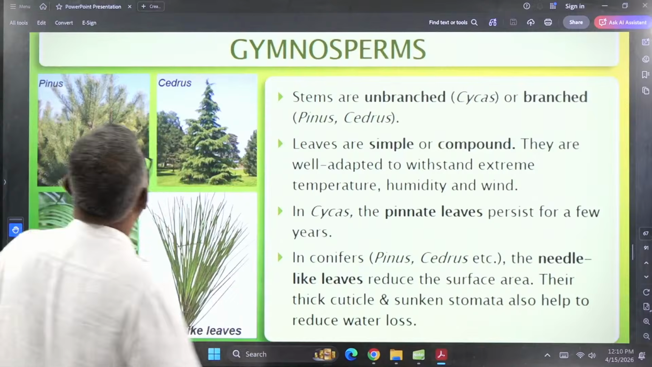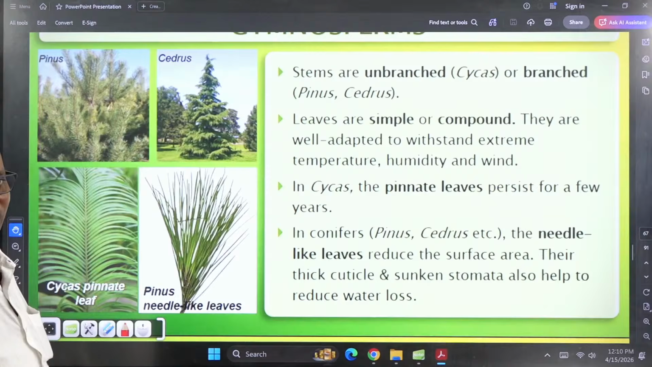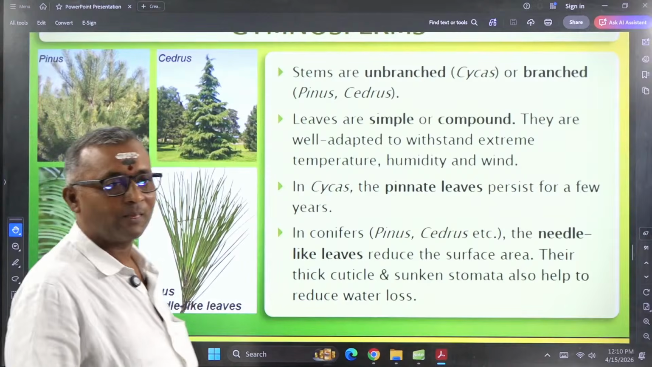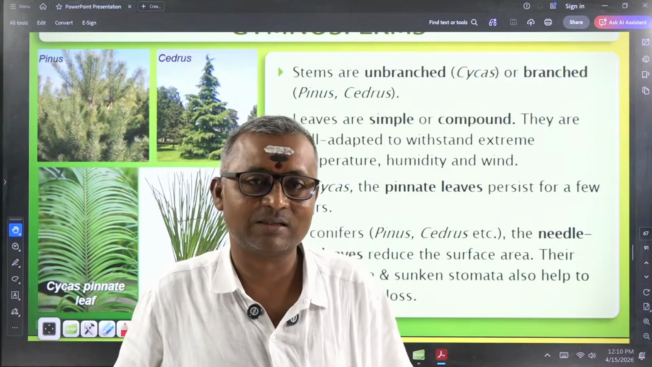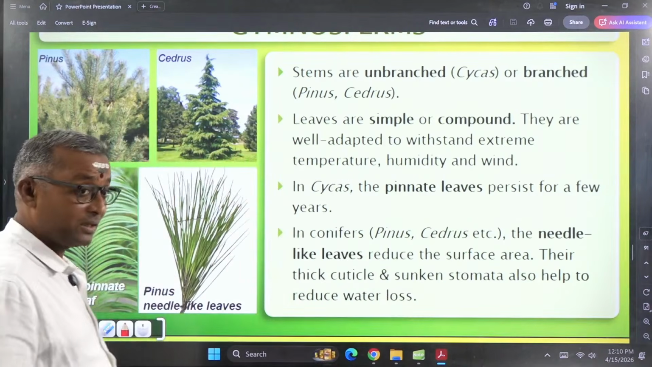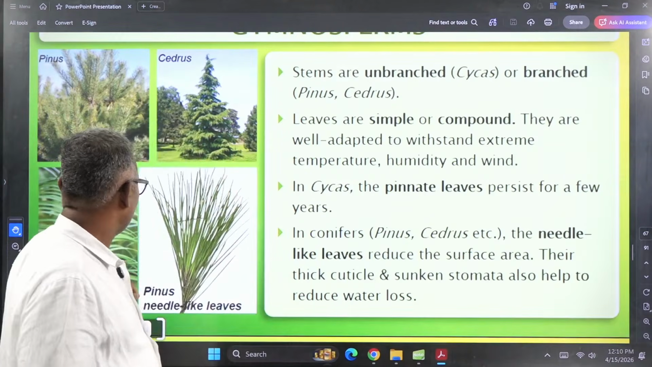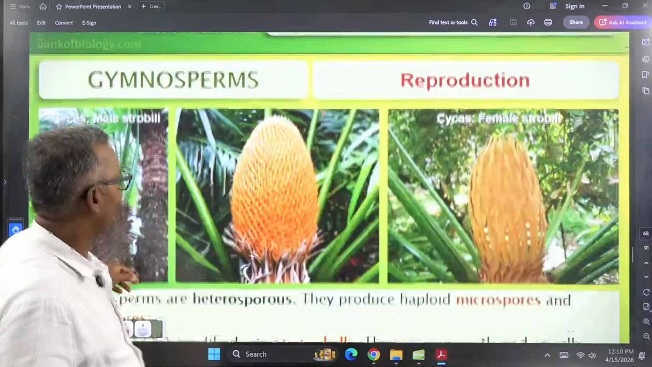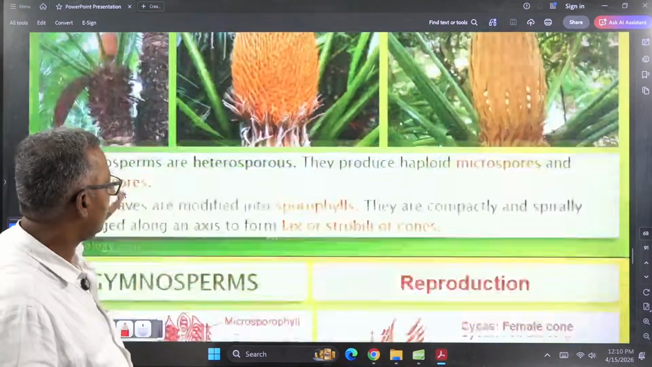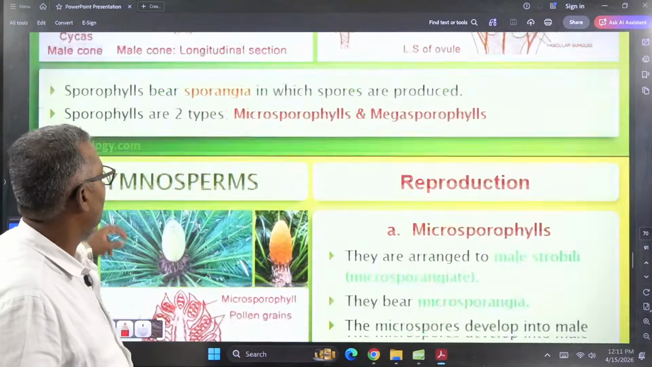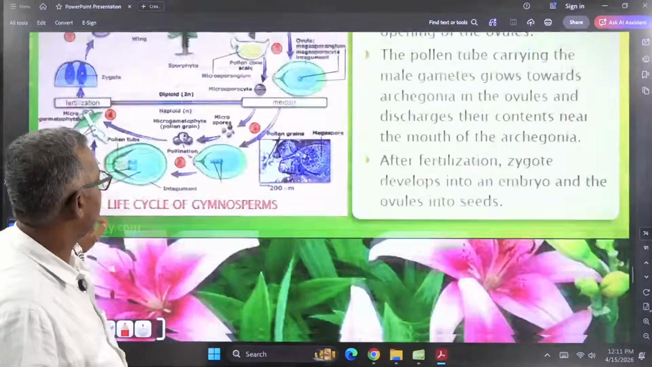Now look at here. I think you might have seen this pinus plant. It is very common. If you go to the Tirumala hills, you have many cycas plants as well as pinus, very common. So if you have been to the Tirumala hills, I think you might have observed it. These are all the cones present in gymnosperms. So these are some important examples for gymnosperms.